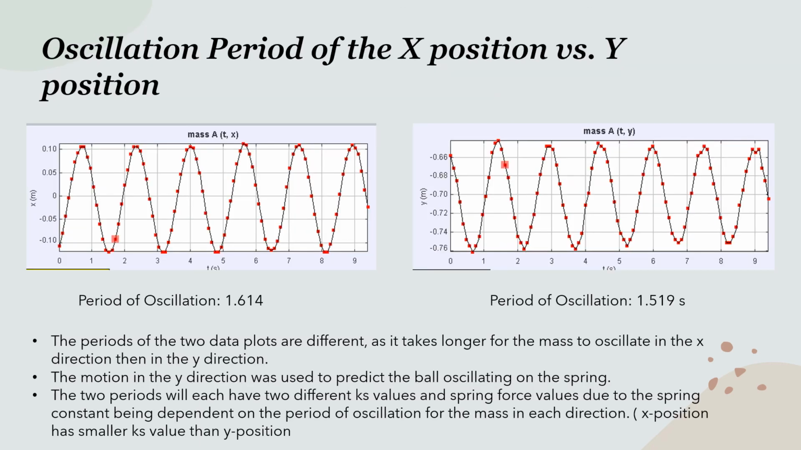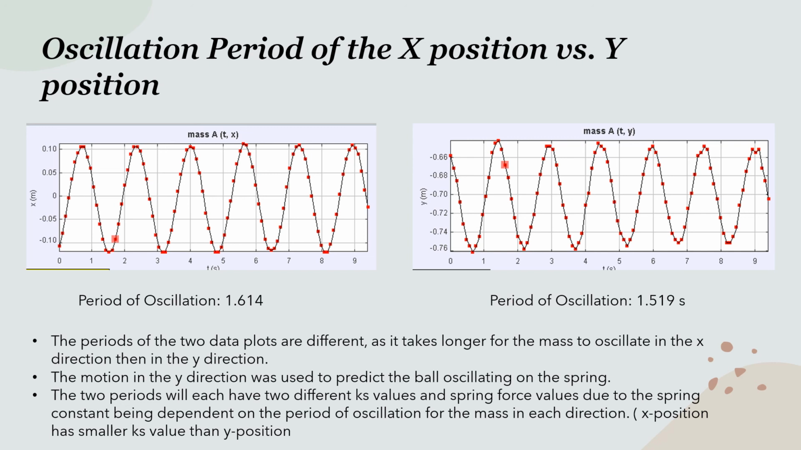This slide shows the oscillation period of the x position compared to the y position. The period of the oscillation in the x position is 1.614 seconds, while the period of the oscillation in the y direction is 1.519 seconds. The periods of the two data plots are different as it takes longer for the mass to accelerate in the x direction than the y direction.